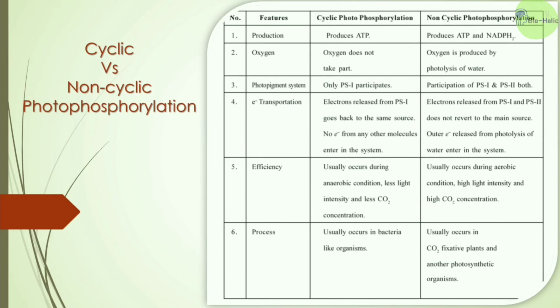center. Then the efficiency: cyclic photophosphorylation usually occurs during anaerobic conditions, when the light intensity is low and there is a lack of carbon dioxide. Non-cyclic photophosphorylation usually occurs during aerobic conditions with high light intensity and high carbon dioxide concentration. And cyclic photophosphorylation usually occurs in bacteria-like organisms, but non-cyclic photophosphorylation usually occurs in carbon dioxide fixing plants and other photosynthetic organisms.